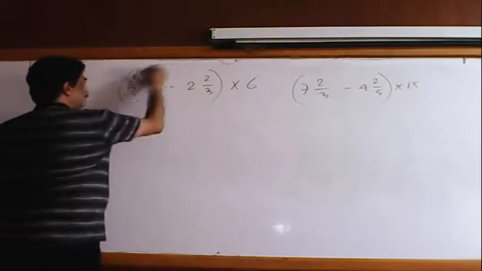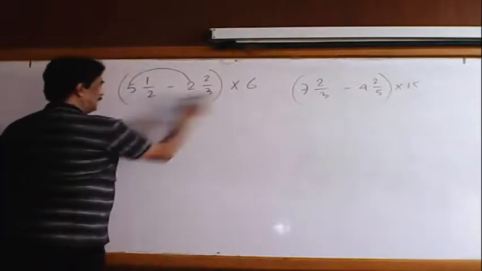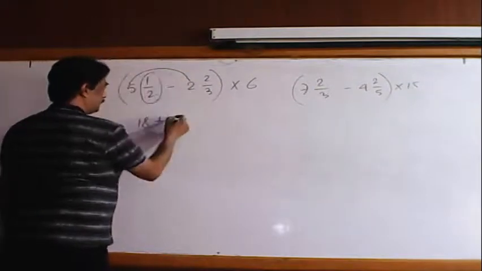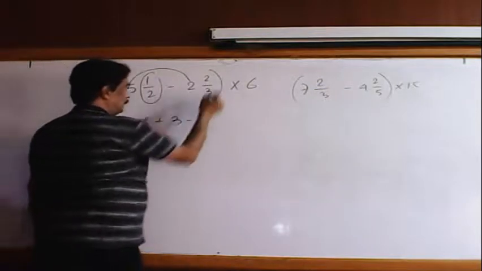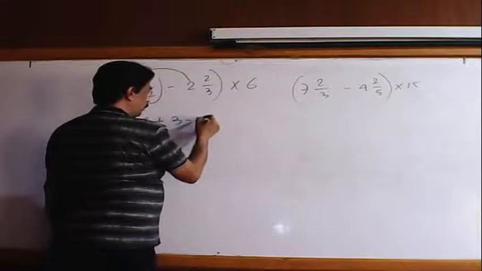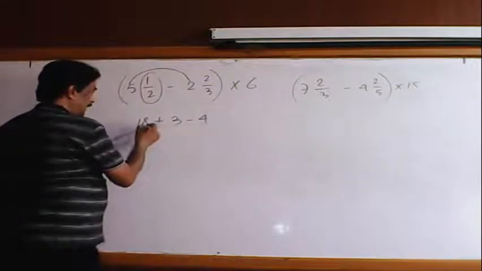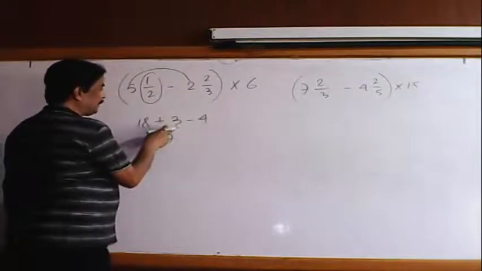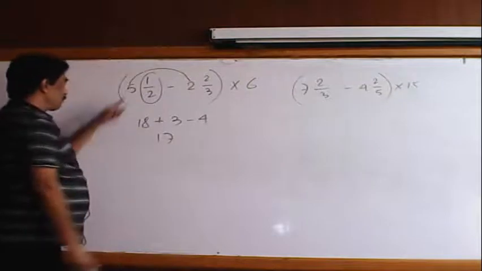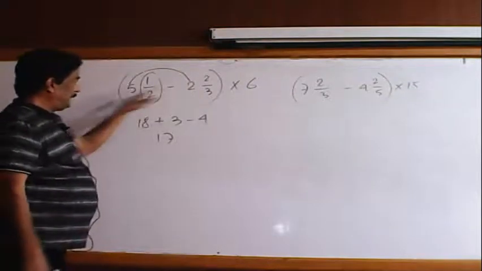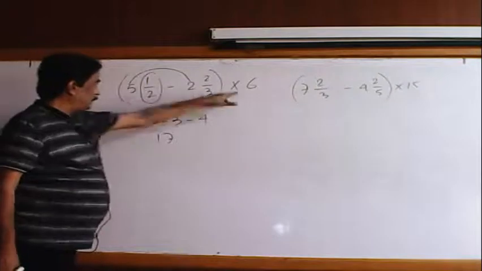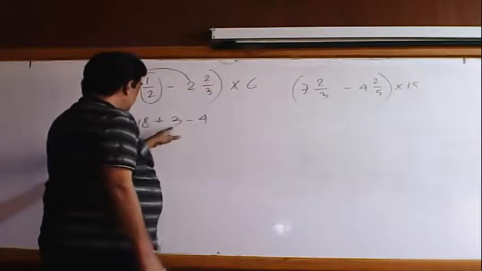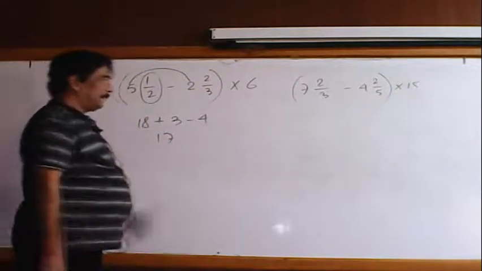Rule same. This minus this: 5, 3 into 6 is 18, plus half into 6 is plus 3, minus 2 by 3 into 6 is minus 4. Your result is 17, because 18 plus 3 is 21, 21 minus 4 is 17. Again 5 minus 2 is 3, 3 into 6 is 18. 1 by 2 into 6 is 3, plus 3 minus 4 is minus 1. So result is 17 here.